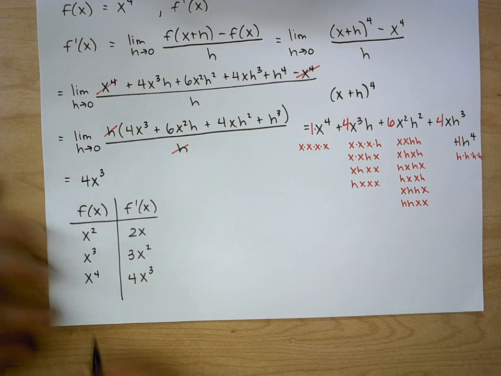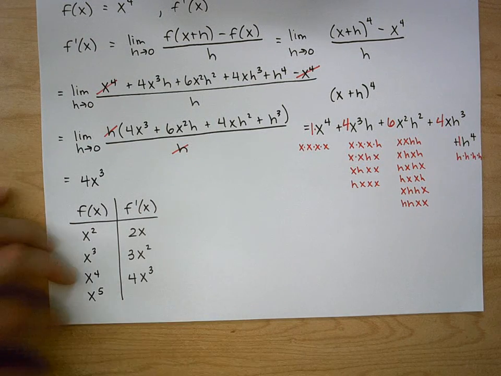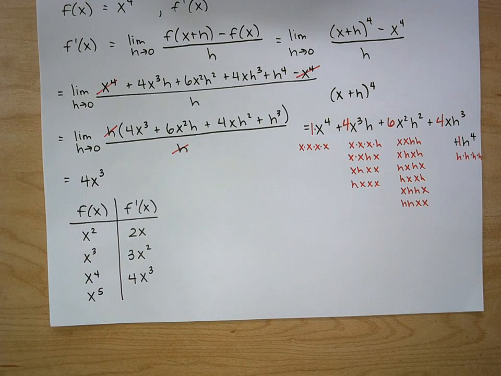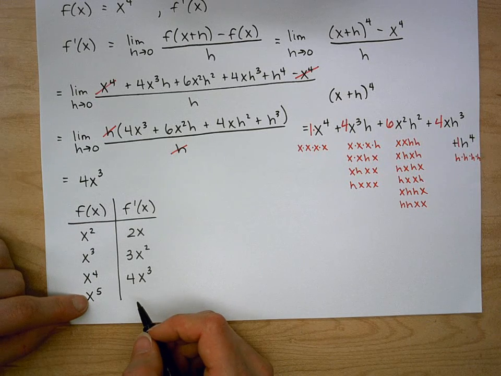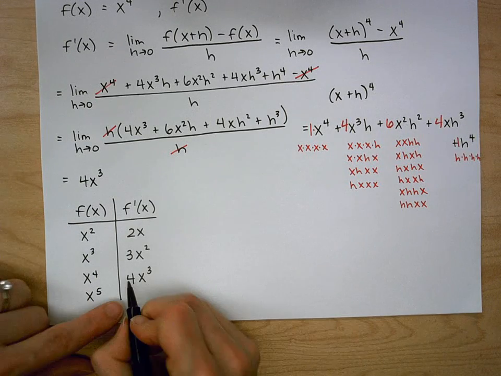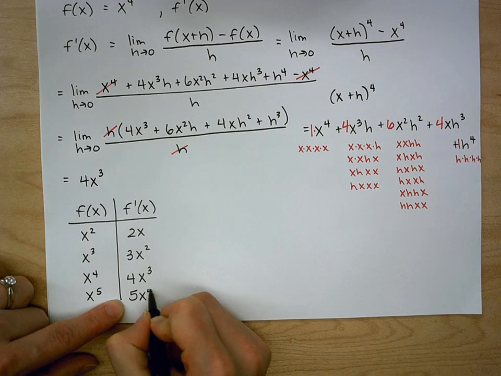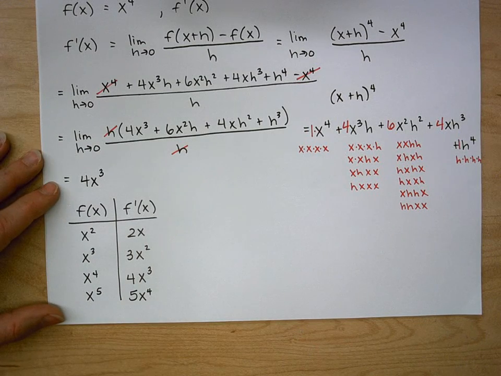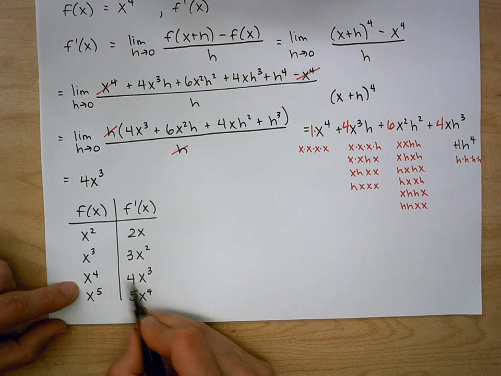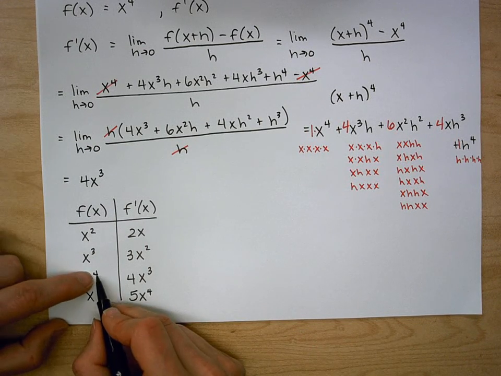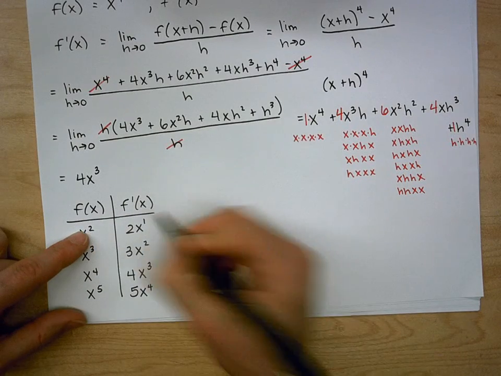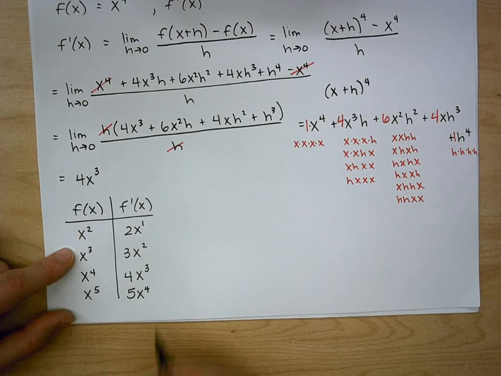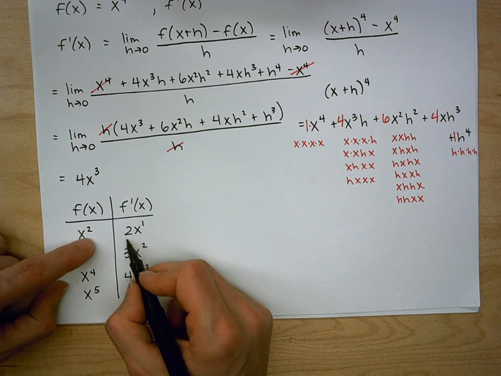So I want you to think real quick, if we did x to the fifth, I know we're not going to go through and do all that work again, just think about what you think the derivative would be. It looks like it would be 5x to the fourth, doesn't it? Essentially we're bringing the exponent down in front, and then taking 1 away every time. This is like 2x to the first.